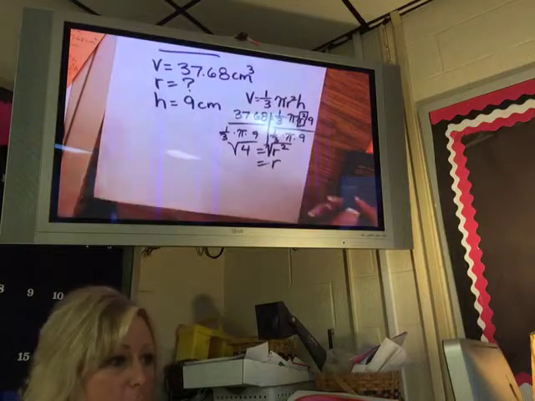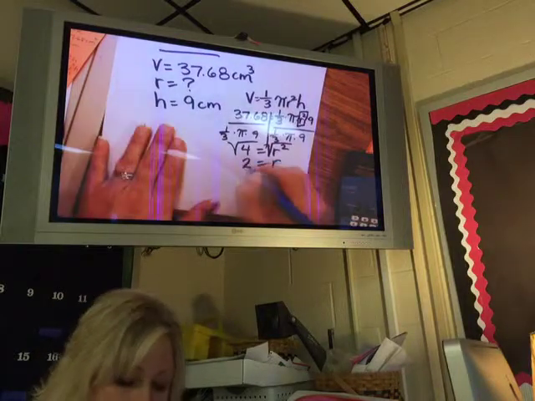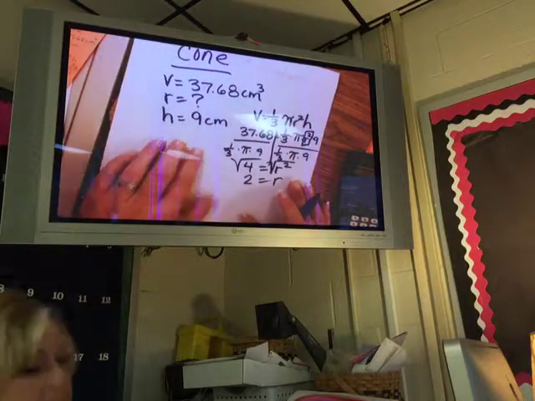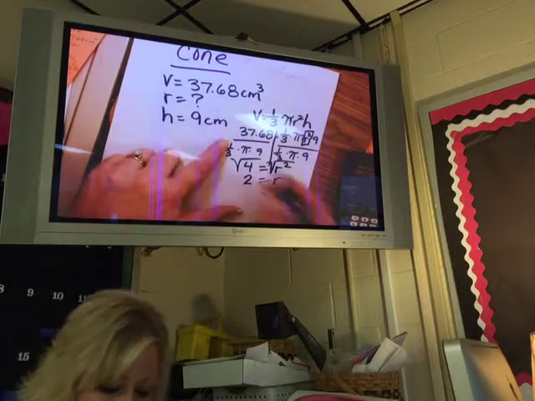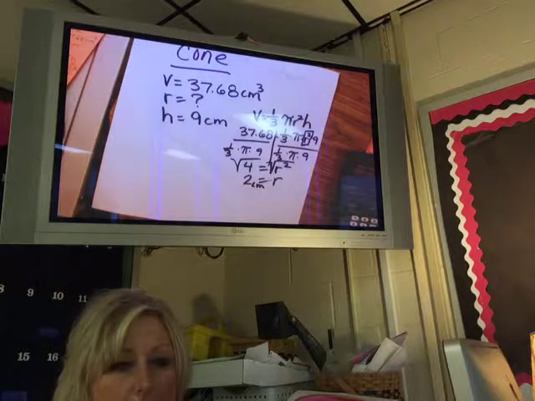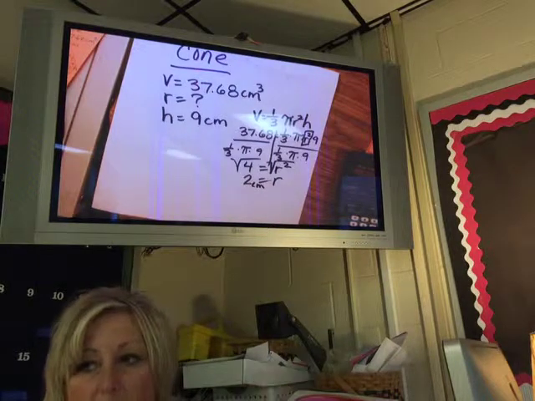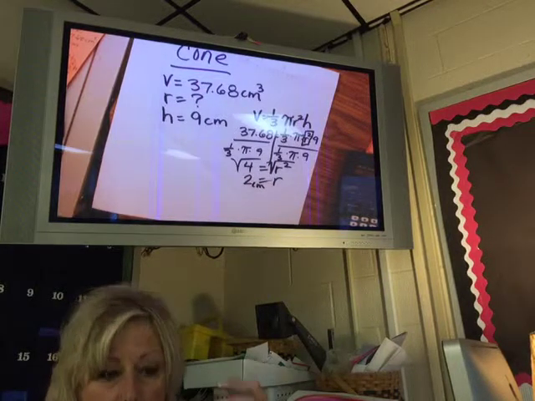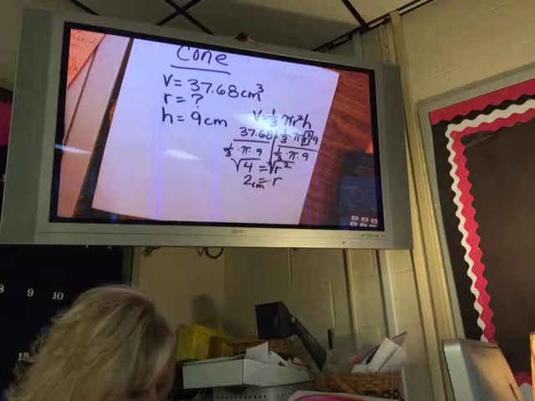And the square root of 4 is 2. And what unit are we measuring in? In this one? Yeah. So the radius was 2 centimeters. Okay? So it's kind of like you're working backwards. It's still doable, just maybe a little more difficult.